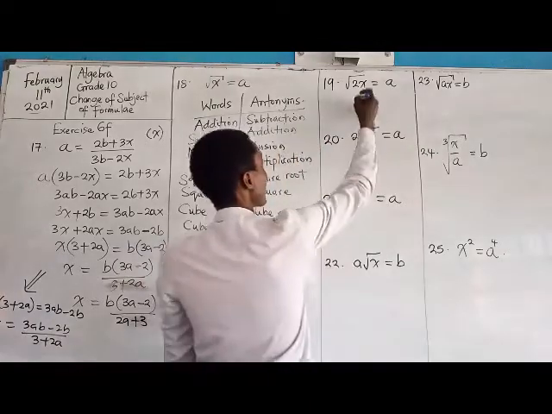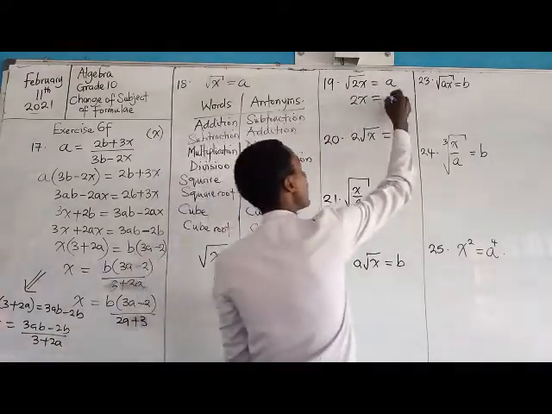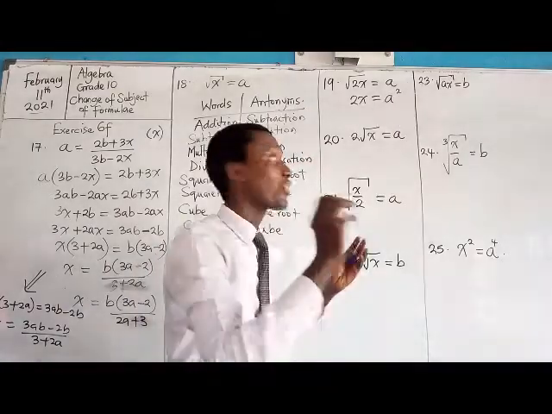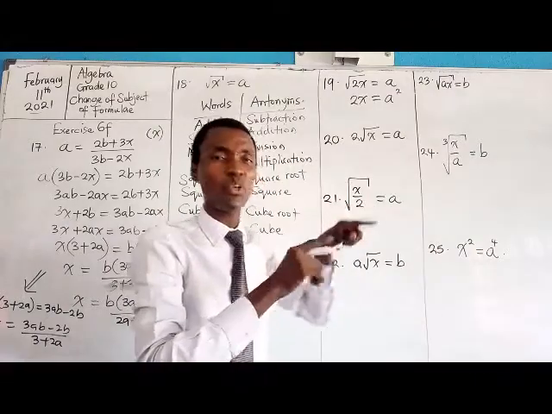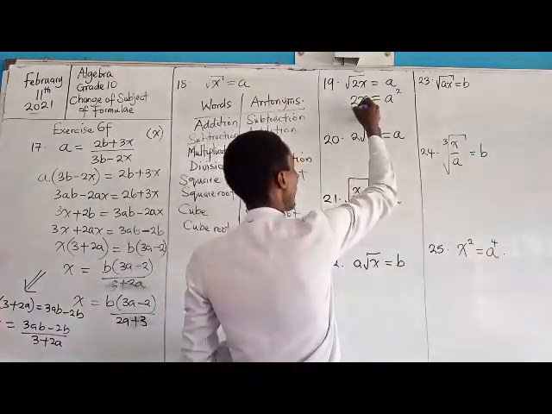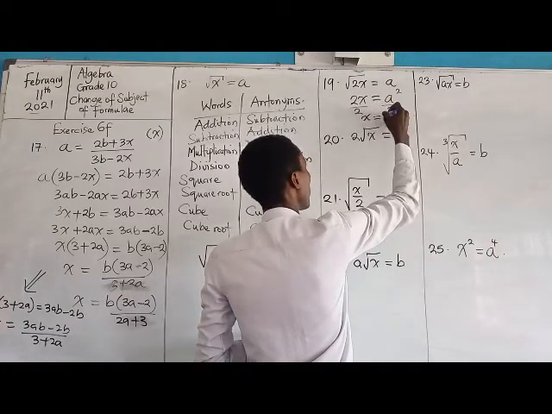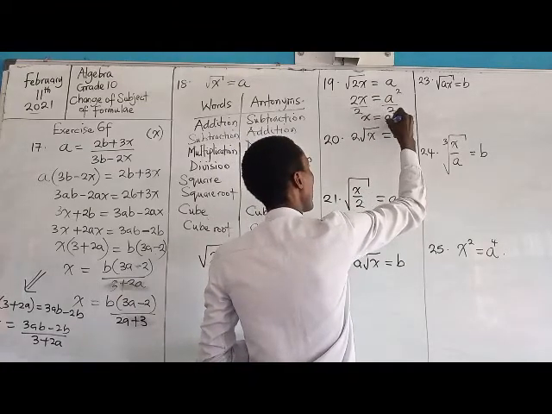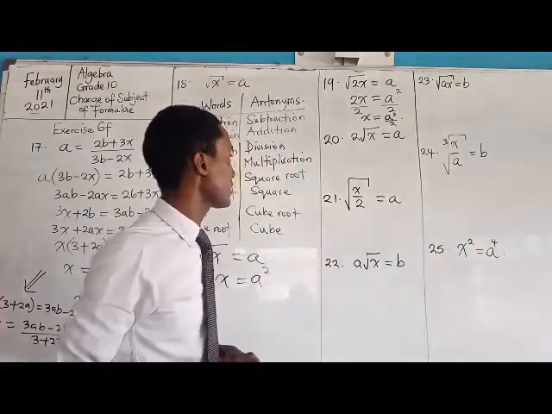So what that means is that 2x will be equal to, by concept of antonym, a squared. Is that not? And then at this level, you borrow ideas you've had before, which is to divide both sides by the coefficient. And the coefficient is identified as what? 2. And then x will simply be what? a squared over 2. So that takes care of question number 19.